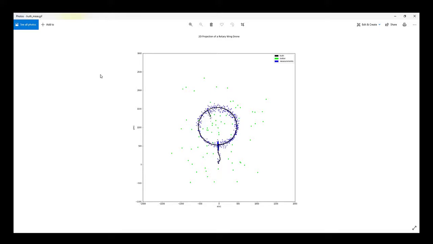To mimic noise, we use StoneSoup to add clutter. As shown in the image, the green dots spread across the image is the clutter. The blue dots are the measurements, which are the detection.